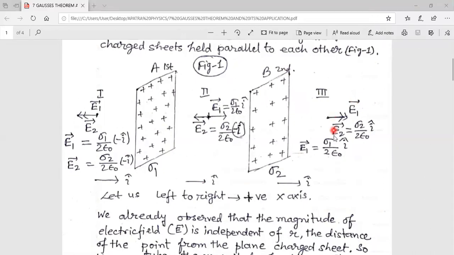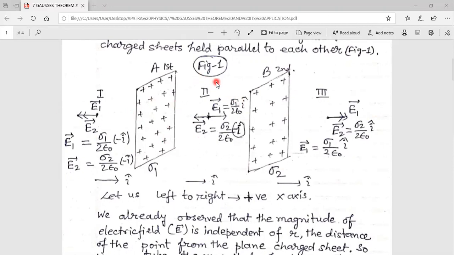The value of E1, related to the first charge sheet of charge density sigma 1, is sigma 1 by 2 epsilon naught, from our previous knowledge, along minus i cap because the direction is from right to left. E2 is sigma 2 divided by 2 epsilon naught along minus i cap, also from right to left, because the electric field due to positive charge is away from the sheet.